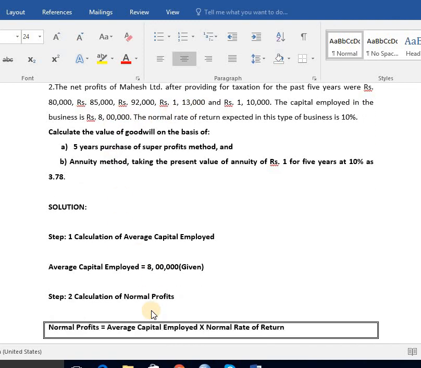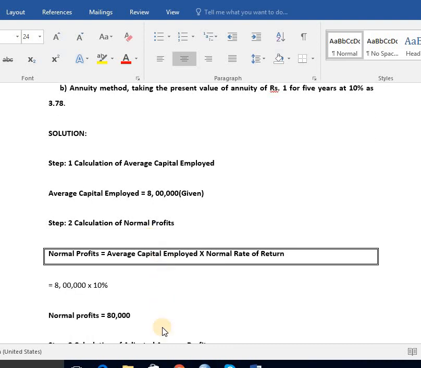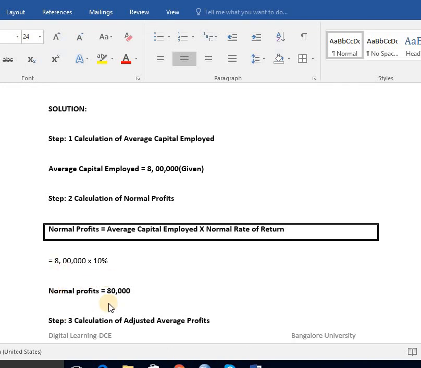Step number 2, calculation of normal profit. How to calculate normal profit? Normal profit is equal to average capital employed into normal rate of return. What is your average capital employed? 8 lakh. What is your normal rate of return? That is 10%. I repeat, average capital employed 8 lakh, normal rate of return 10%. 8 lakh into 10 by 100. So normal profit is equal to 80,000.